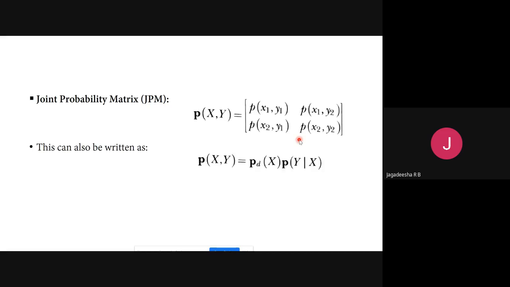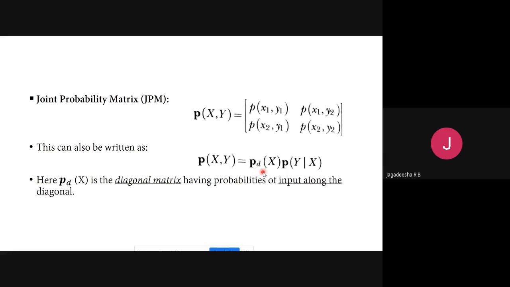Okay, this can also be written as probability. The joint probability between x and y is nothing but you have a new term here, P D X. I will tell you what is that, multiplied by the conditional probability of y given x. Okay, we have seen what is conditional probability of y given x. It's the channel matrix itself, right? And then you have to see what is P D X. That is a diagonal matrix. P D X is nothing but a diagonal matrix.